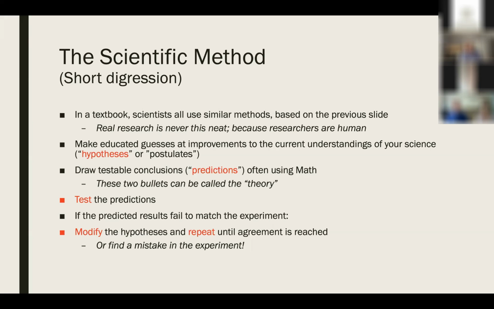So scientists all use rather similar methods, at least according to a textbook. They do experiments, they develop their theories or other rules, and get them to agree. Let's admit that in real life, things are never that simple because scientists are in fact human beings, much as they sometimes are considered to be either godlike or the devil, depending on your point of view.